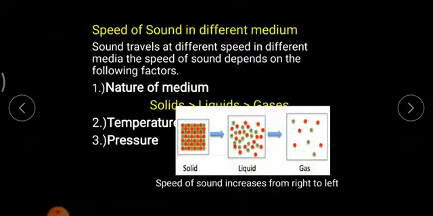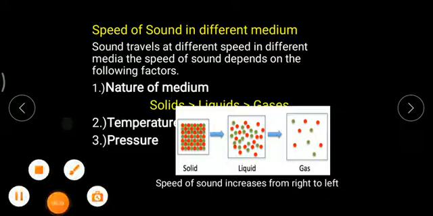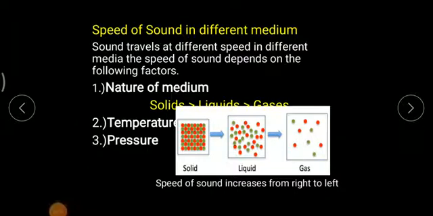Now let us see some more things about the speed of sound in different mediums. As you know, sound always requires a medium for propagation. Sound cannot travel in vacuum, so it always requires a medium. Sound travels at different speeds in different mediums. We basically encounter three types of medium: solid, liquid, and gaseous.